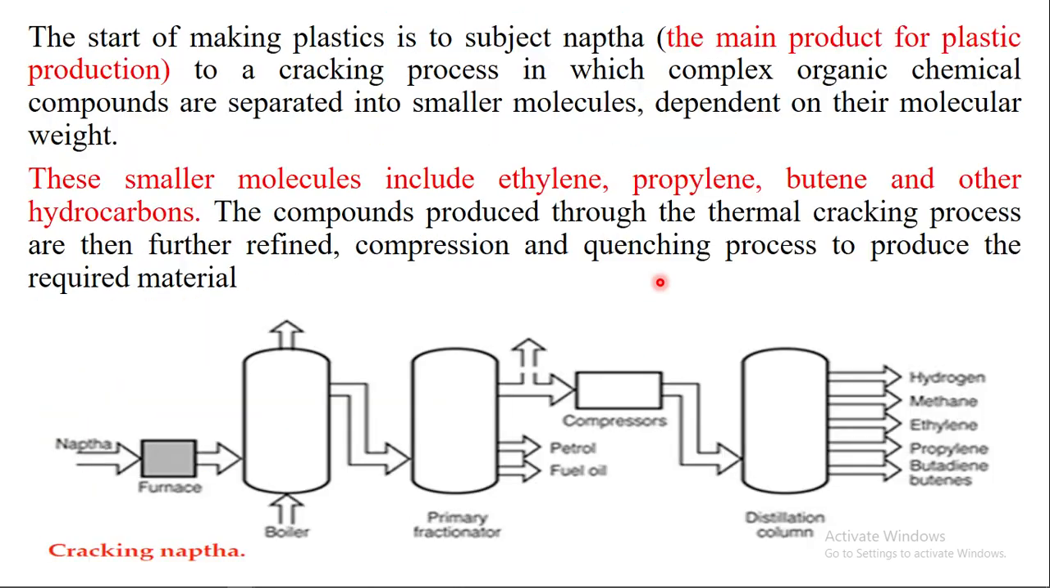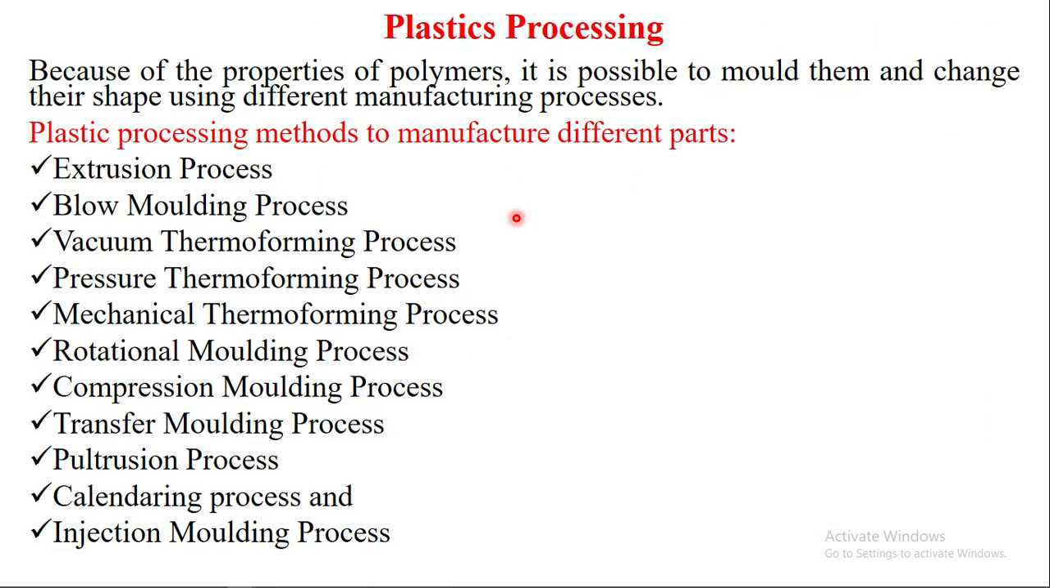So in here we will see in detail how we are producing plastic material. Plastic material, not material made from a plastic, but plastic material itself. The process of producing plastic material has such a process. The next one is plastic processing.